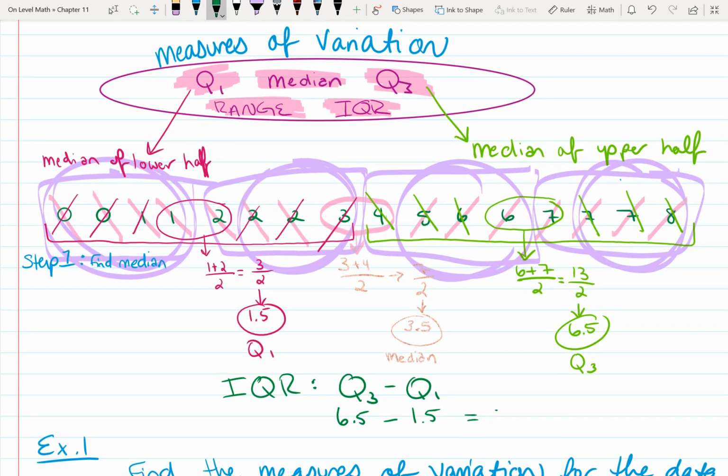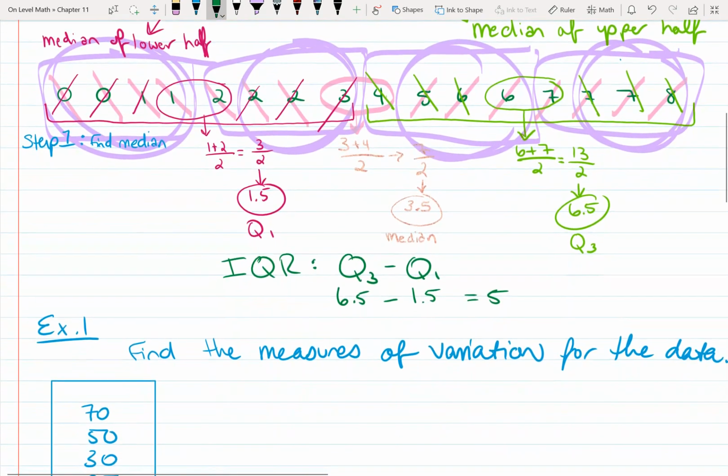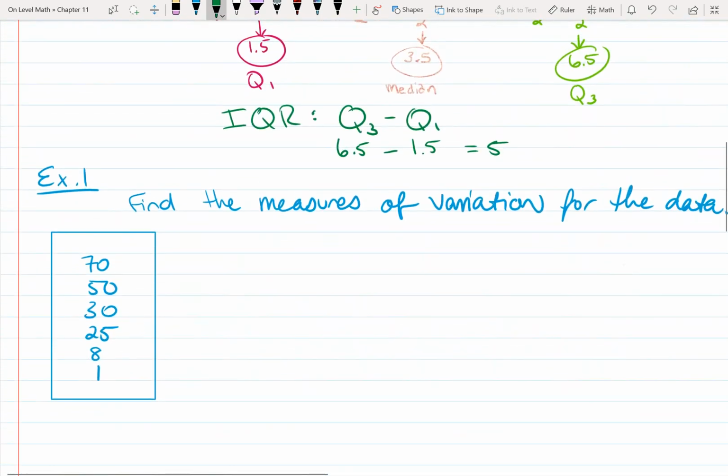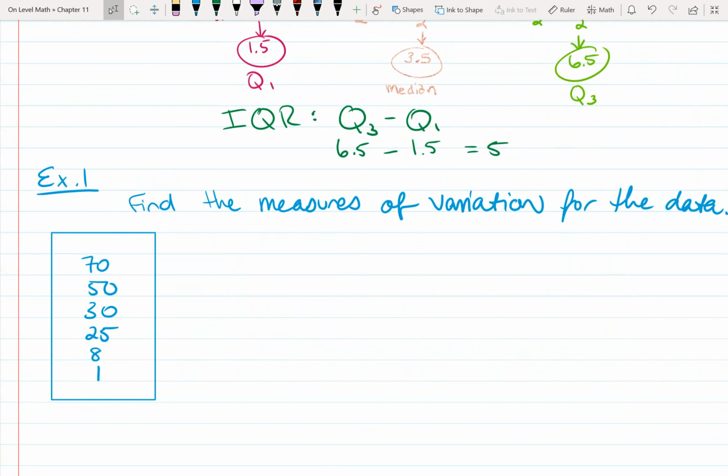You know what? This way. Alrighty. So, example 1. Let's go ahead and move into that. Find the measures of variation for the data. So I need to use quartile 1, median, quartile 3, and interquartile range. But first, I need to order them from least to greatest. So least is the 1, 8, 25, 30, 50, and 70.